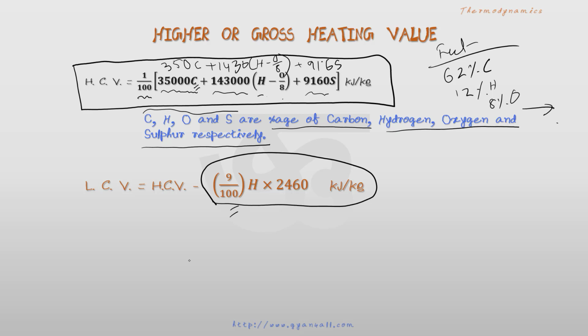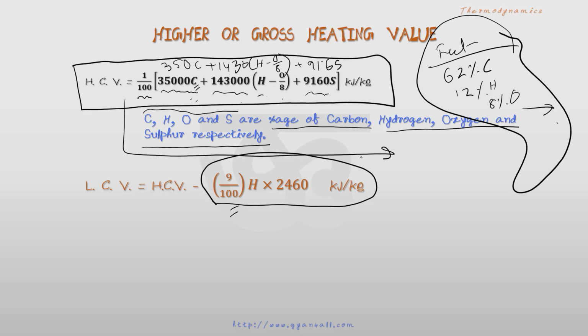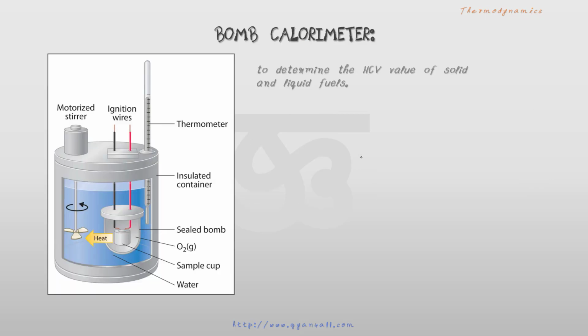To calculate the higher calorific value and lower calorific value, the composition will be given, and you have to put the values of carbon, hydrogen and oxygen, and accordingly you calculate the HCV and LCV, lower and higher calorific values. Now, I have already mentioned that calorific value can also be determined by some experimental method, and one of that method is the bomb calorimeter. So what is a calorimeter?